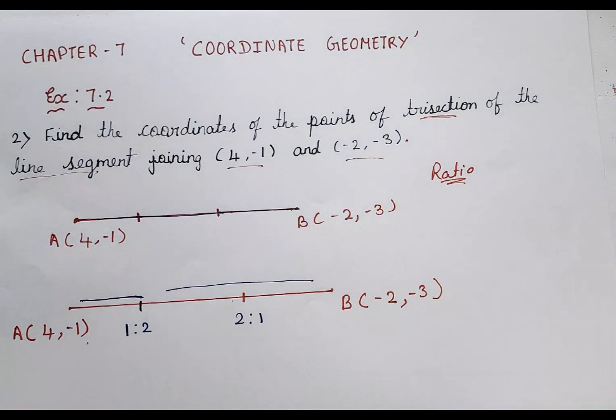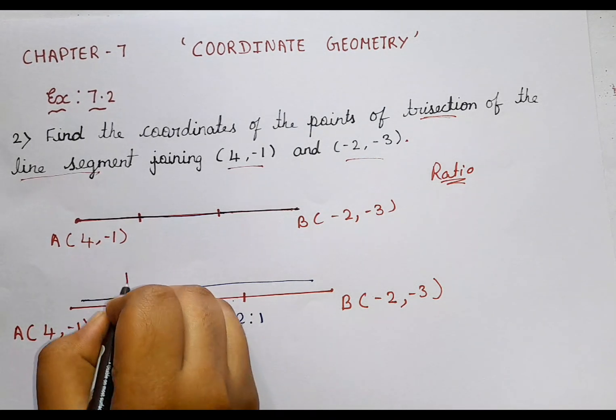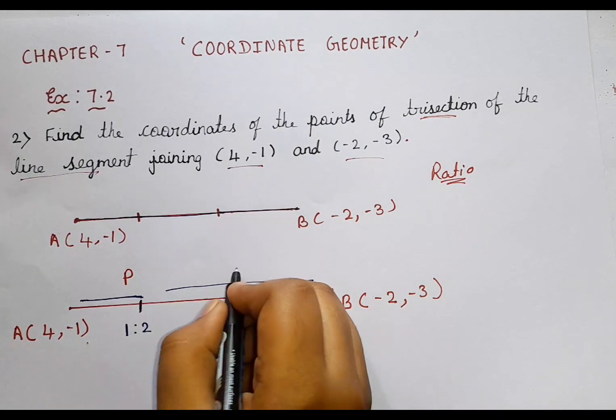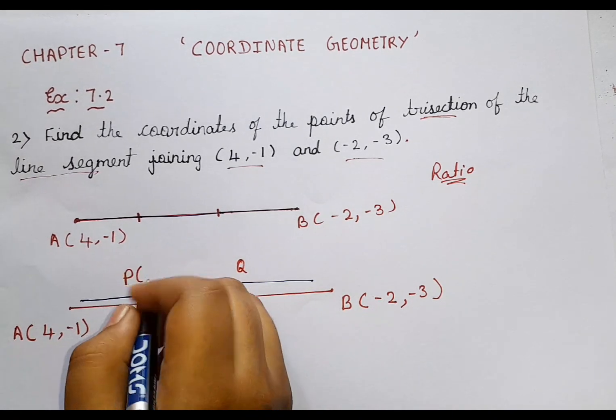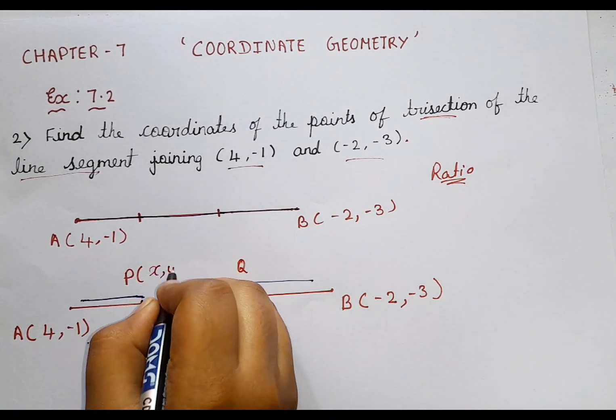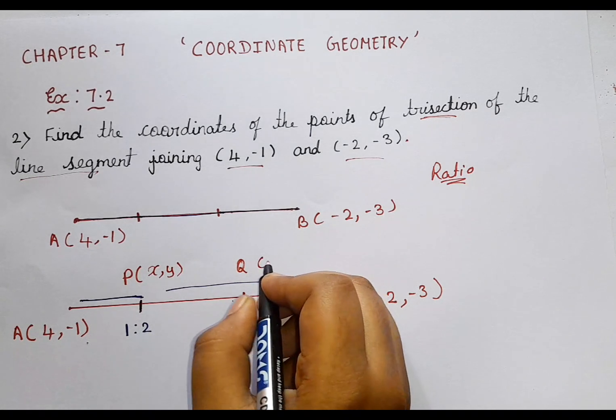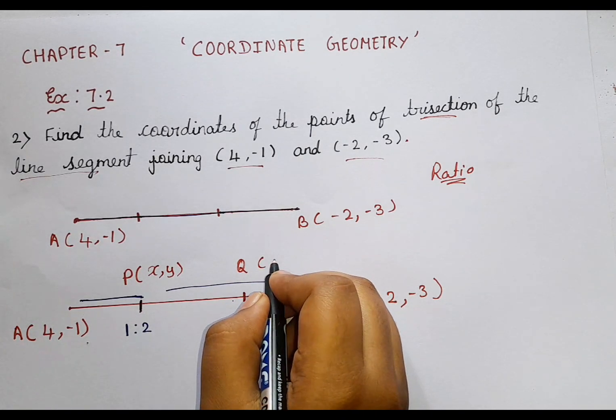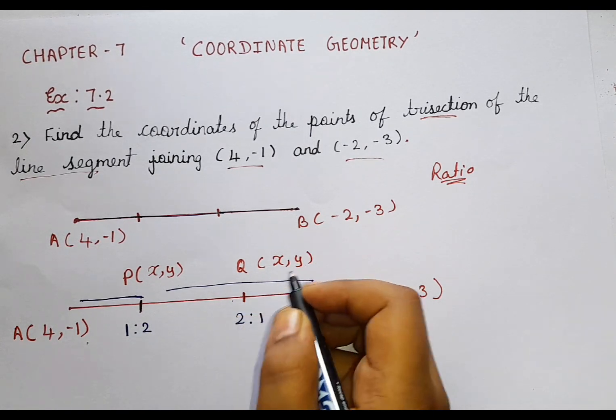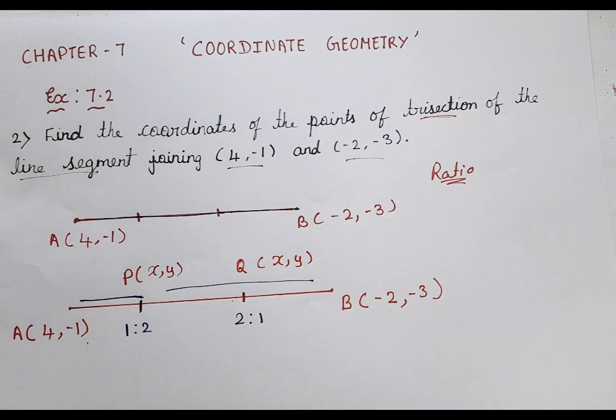Now let us take this point as P and this point as Q. We are supposed to find the coordinates for P and for Q as well. It is literally easy to find. Just apply the section formula. So first, let's apply the section formula.